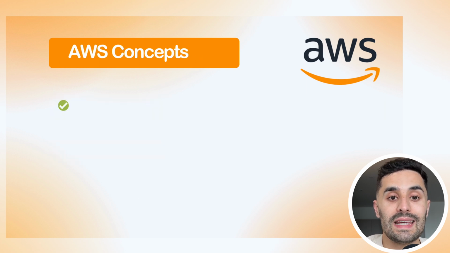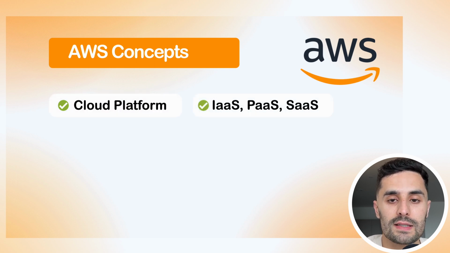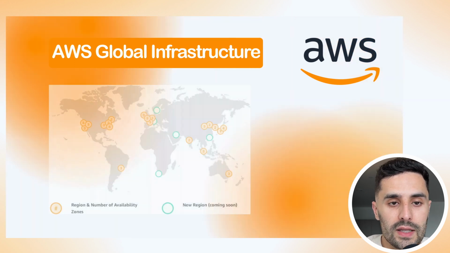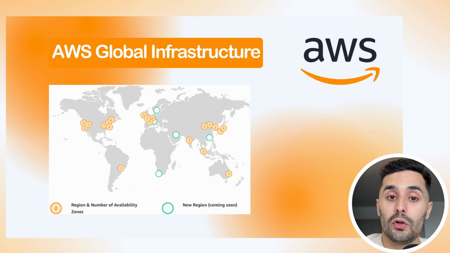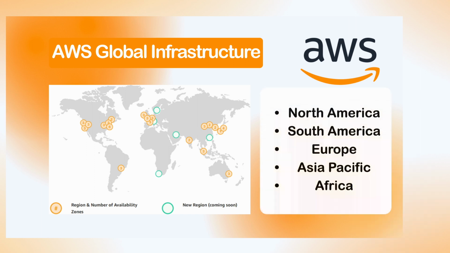AWS is the world's leading cloud computing platform provided by Amazon that includes a mixture of infrastructure as a service, platform as a service, and packaged software as a service offerings. AWS Global Infrastructure is deployed across the world, split into regions like North America, South America, Europe, Asia Pacific, and Africa. Each region is a separate geographic area and is completely independent.